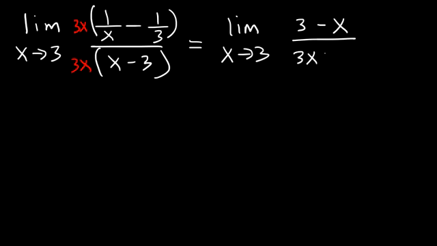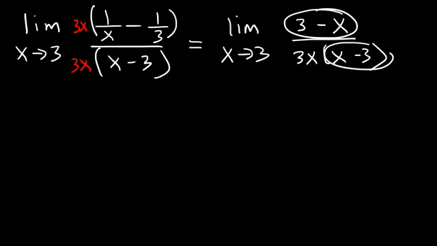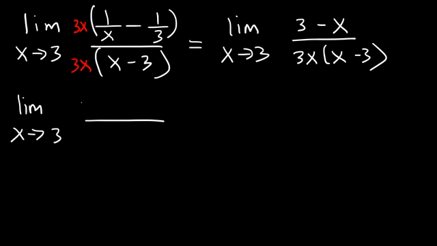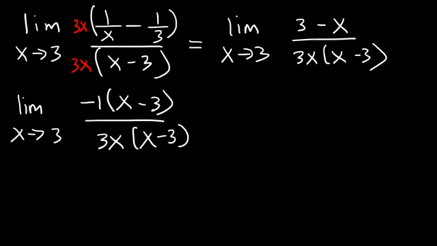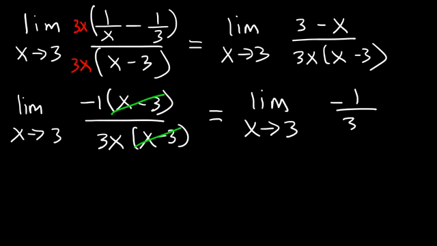Now, for the terms on the bottom, I'm going to leave it in its factored form. Notice that 3 minus x and x minus 3 are very similar. If you see a situation like this, factor out a negative 1. If we take out a negative 1, the negative x will change to positive x, and positive 3 will change to negative 3. So notice that we can cancel the x minus 3 factor at this point. And so what we have left over is the limit as x approaches 3 of negative 1 over 3x.